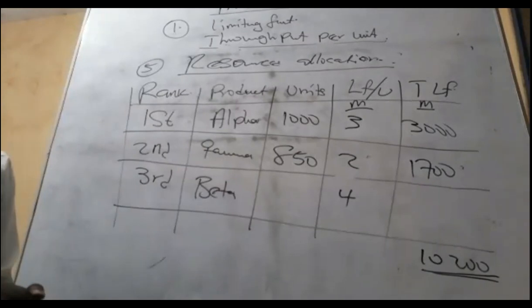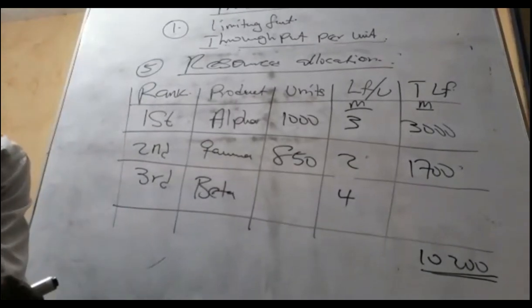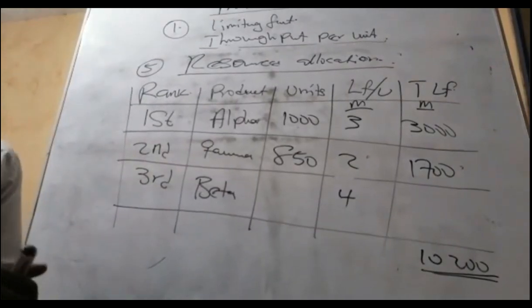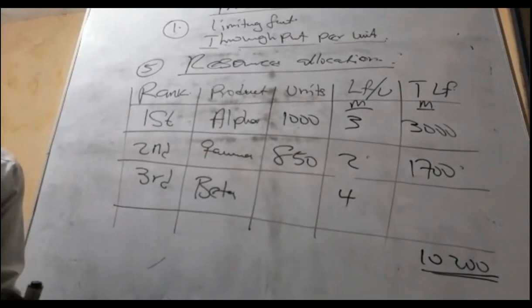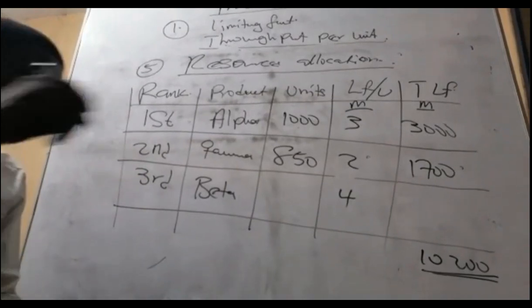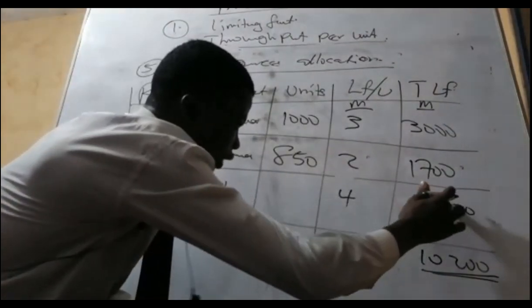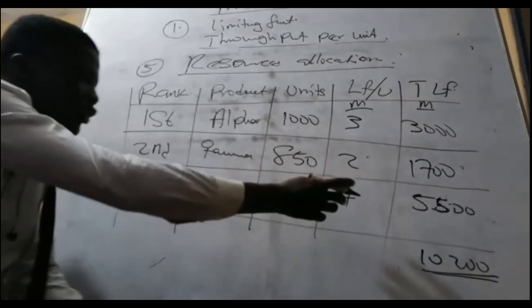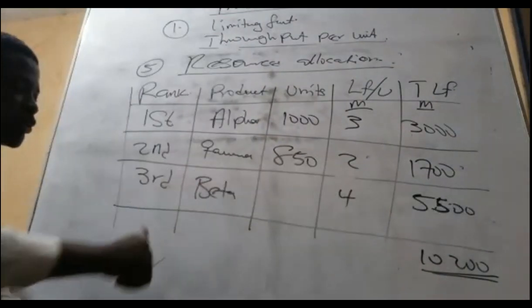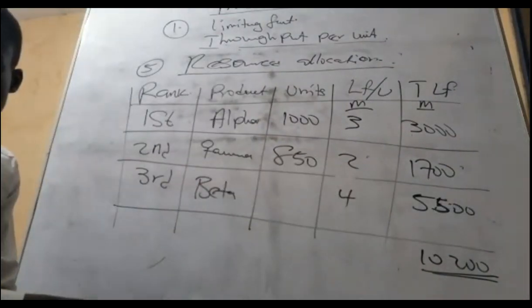So what's the remaining balance? Whatever remains, we are going to use to produce 5,500. That's perfect. So we are left with 5,500. Now we have to use it to produce the remaining beta. So 5,500 divided by 4. That will give us how many units?